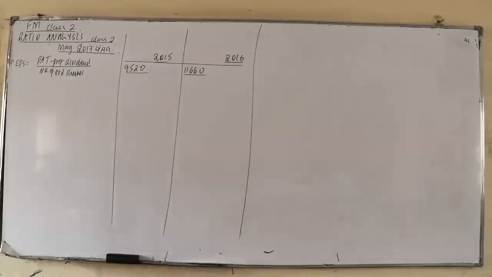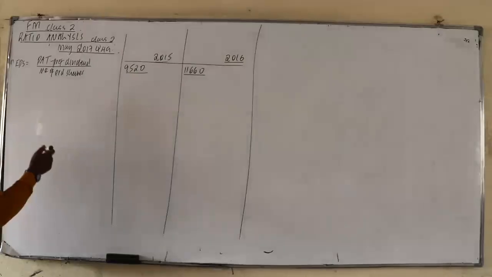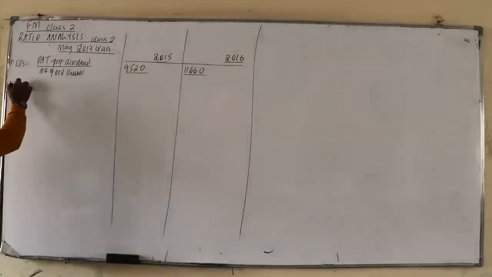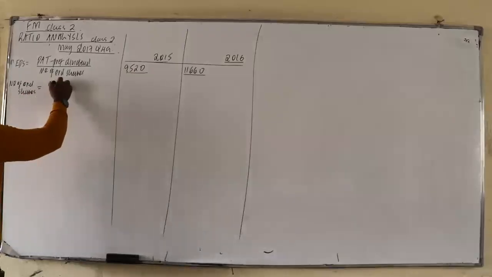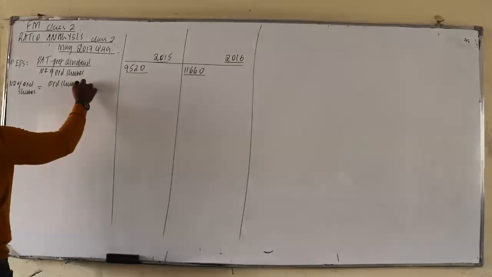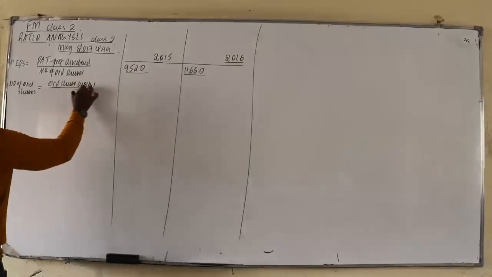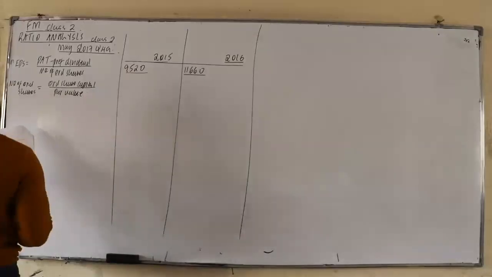So to get the number of shares, let's go to the equity. Under the equity, we have issued share capital of 0.25 shillings per share. That's what we call the par value. In this case, we're not given the number of shares, but this will get the number of shares. So to get the number of ordinary shares, you take the ordinary share capital and divide by the par value.